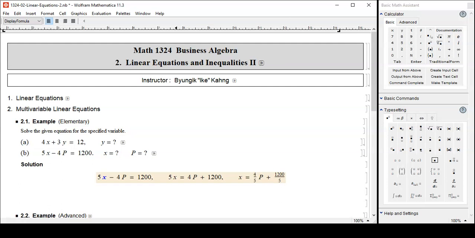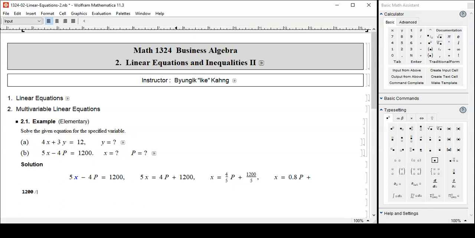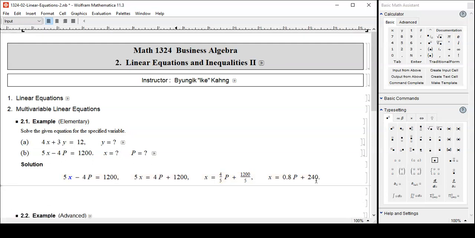That's it. By the way, if you want a decimal expression, then this is going to be what? 1200 divided by 5, 240. Okay, we can rewrite it like this. Oh, by the way, this is 240. You can rewrite it in terms of a fraction or in terms of a decimal. Either way, it's okay.